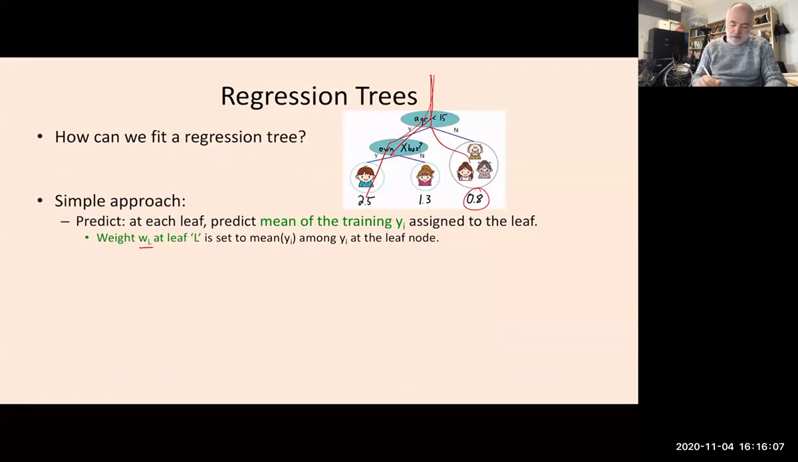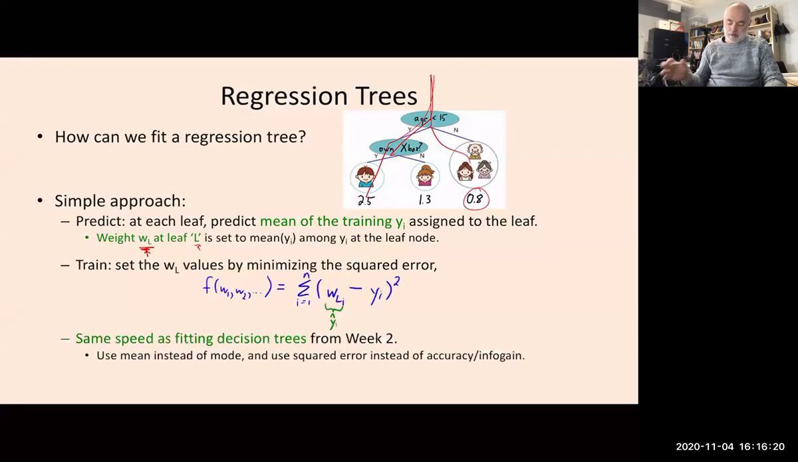Okay, so these weights here are the model parameters, and it's important in future slides to recognize that the weight w_L at leaf L is a parameter, and it's set to the mean of the data at that leaf node. And to train the tree, you set the parameter values by minimizing the squared error. Here, l_i is the leaf into which y_i descends, and that's pretty much it.